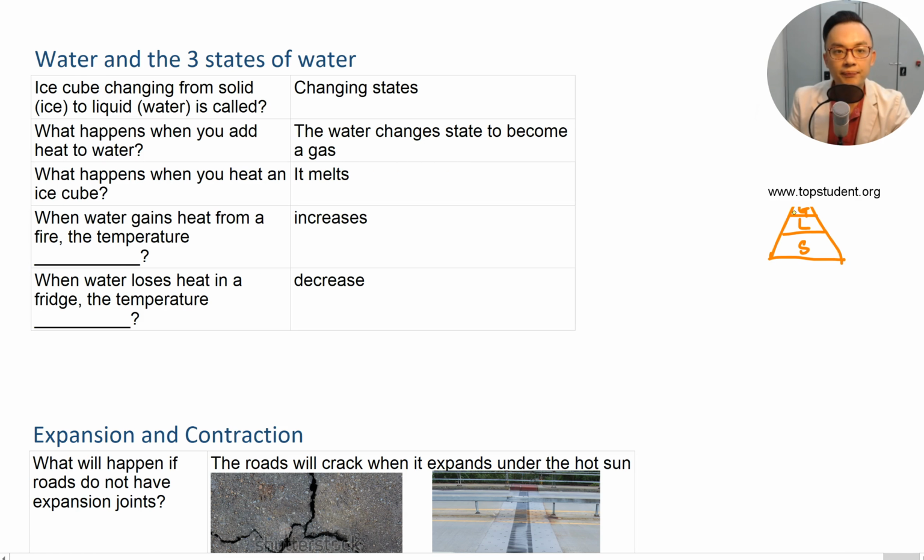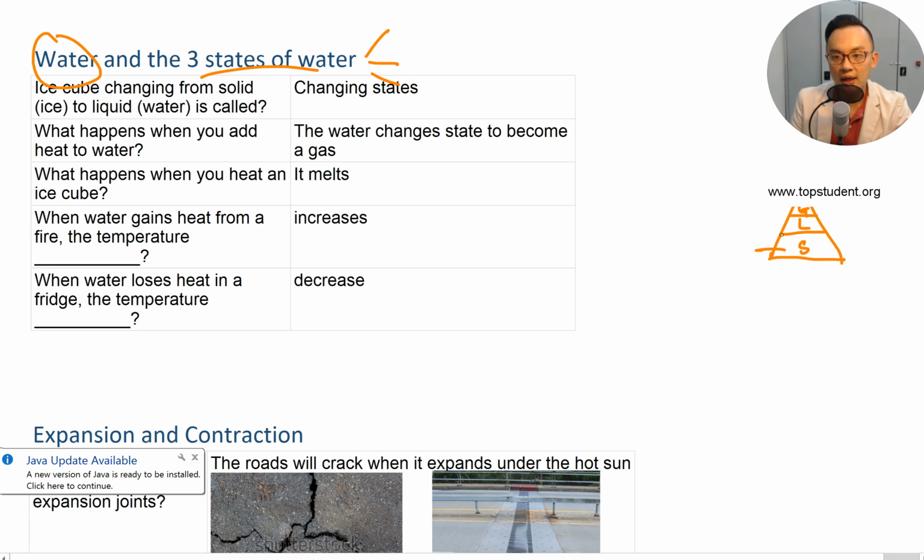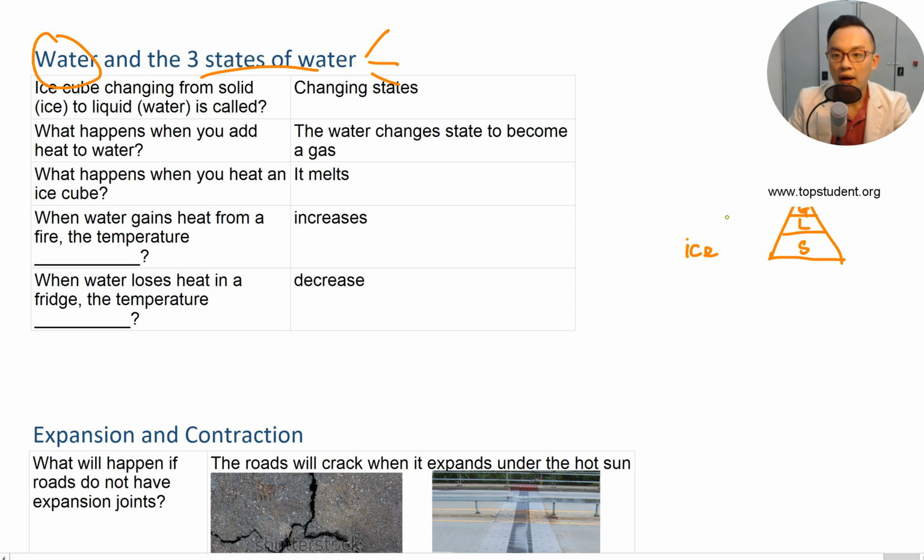Right, now that we have gone through the triangle of change, where you have your solid, liquid, and your gas, we're going to look at water and the 3 states of water. Now basically water has got 3 states as well. There is a solid state, a liquid state, and a gaseous state. You need to know the names for all 3. So the solid state of water is ice, all right? And the liquid state of water is water. And the gaseous state of water is water vapor.